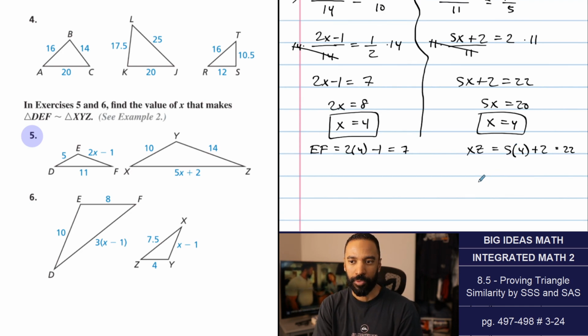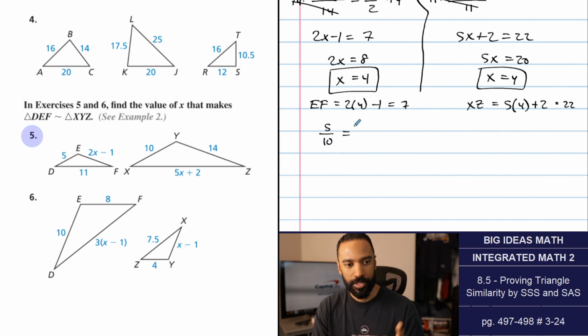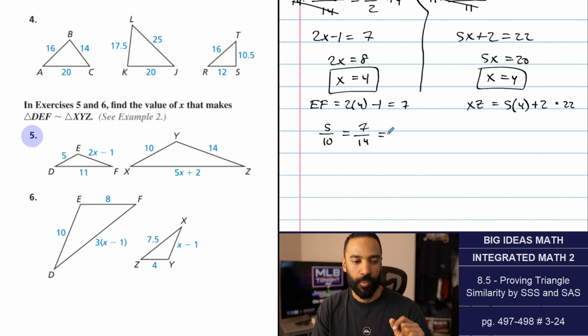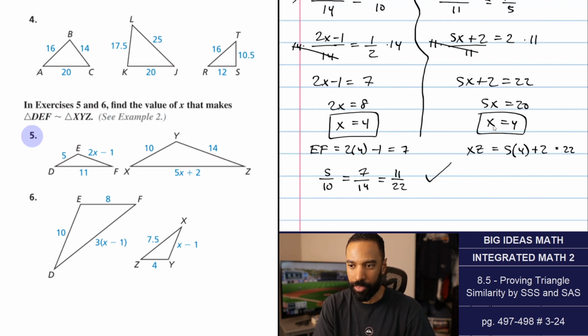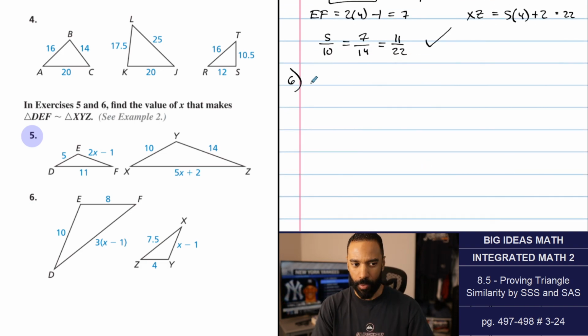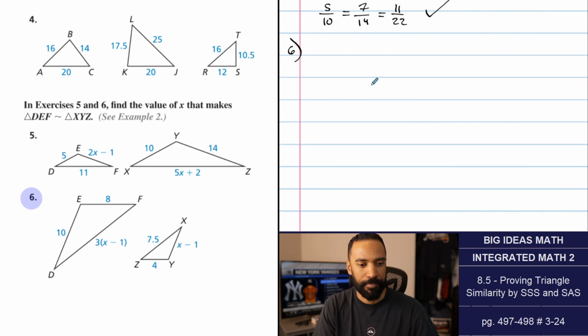And then after that, I probably will do a little less testing. Let's see that 5 over 10 equals, I got to do EF, 7 over 14. Those are both 1/2. And 11 over 22, also 1/2. That does check out. The ratio is 1 to 2 for all those, yes. So on the next problem, number 6, I'll do the same thing. However, I'm only going to do one test to solve for x, and then I will plug them in and see if they work.